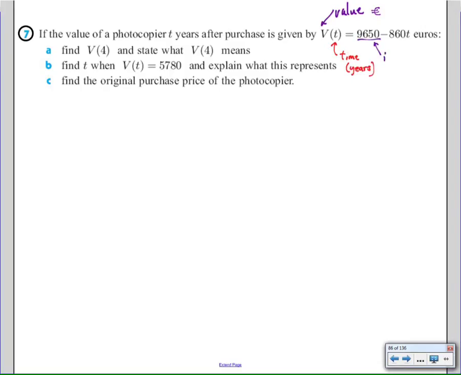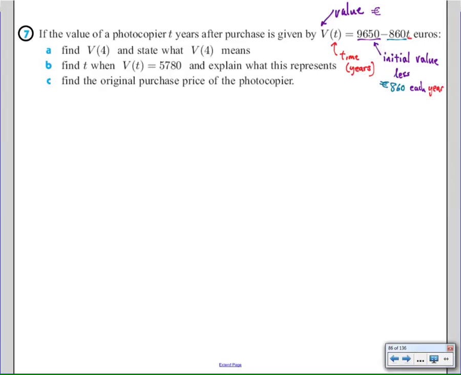So very quickly, I'm going to go over this one. This one deals with the value of a photocopier. It's in euros, and the value depends on time in years. So when I'm reading this, what I see is we start with a value of around 9650, and what this seems to tell me is, just like adding weight to packages, we're subtracting value every year. In fact, we're losing 860 euros every year.